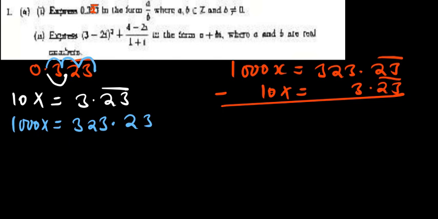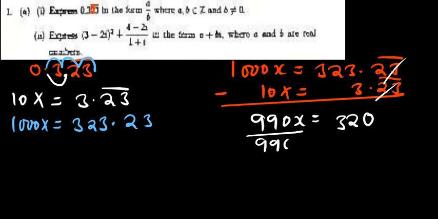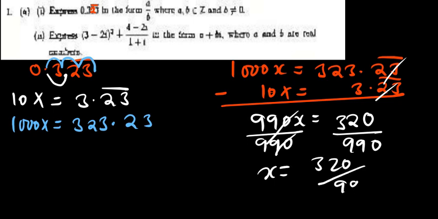If I subtract, I know that 1000 minus 10 is 990. So 990x should be equal to, here the decimal parts will cancel out: 323 minus 3 is 320. Then, divided by 990, x will be equal to 320 divided by 990. But it's supposed to be in its simplest form.